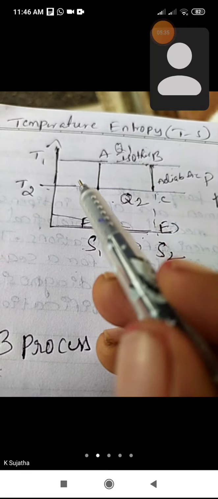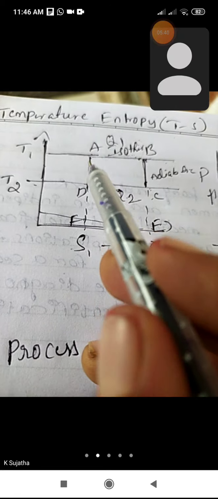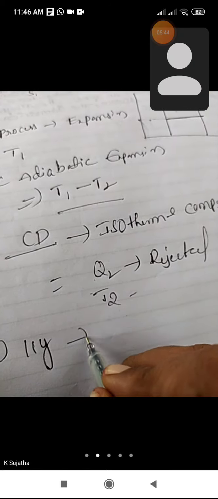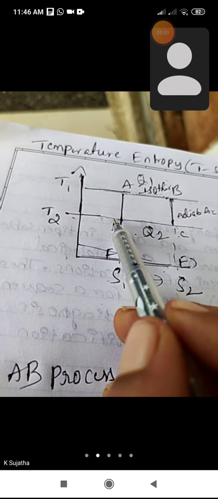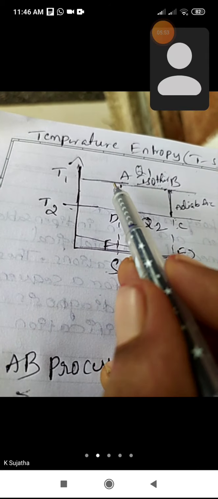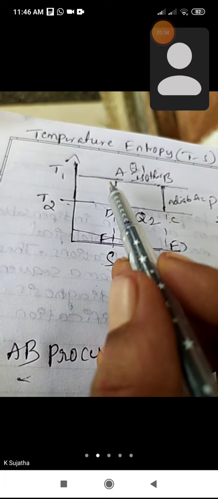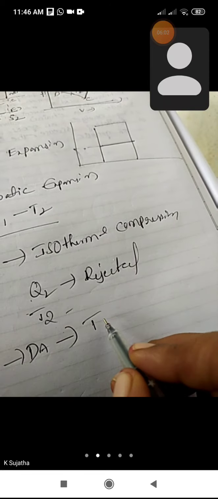DA is the adiabatic compression. In it the temperature changes from T2 to T1, but no heat changes because this is an adiabatic process. Only the temperature changes from T2 to T1. These are the processes done in the TS diagram.